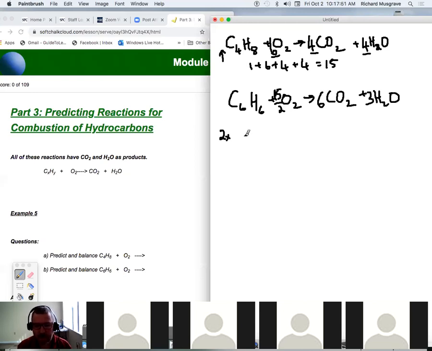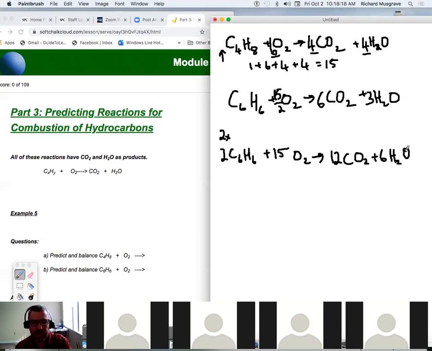So that necessitates multiplying everything by 2. So I'll end up with 2 C6H6 plus 15 O2, which gives 12 CO2 plus 6 H2O. Now the reason I have to do that is because we can't be left with fractions as coefficients, so we have to multiply everything by 2 in that instance.